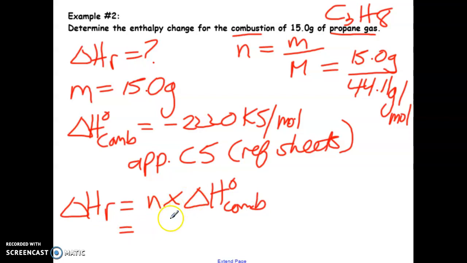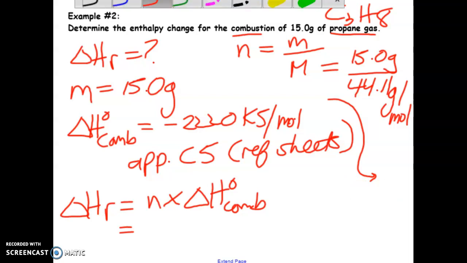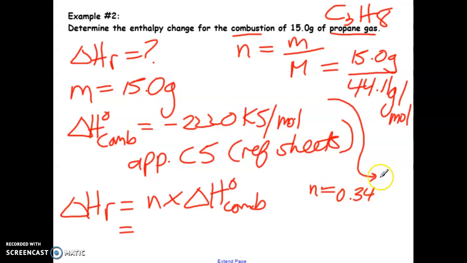So we're going to have... oh, I didn't do my answer to this one. Sorry about that. So the mole value you should get here is 0.34006. My apologies. Look at that, my calculator. Okay, so the mole value is 0.34006 moles.